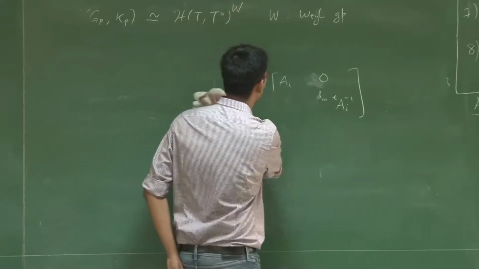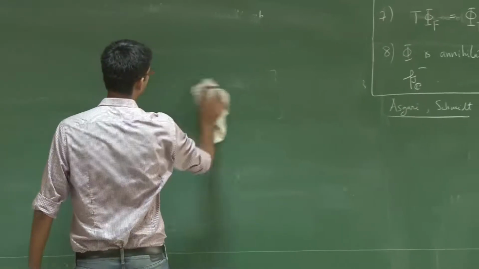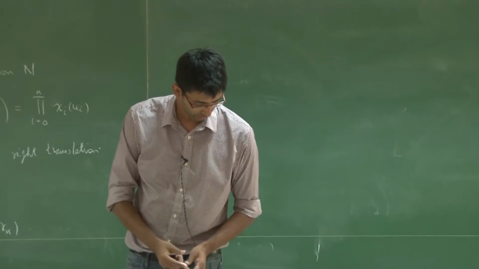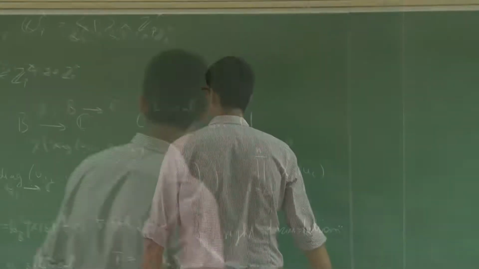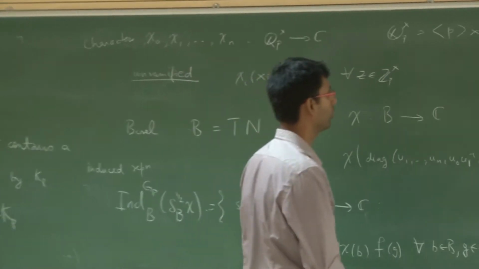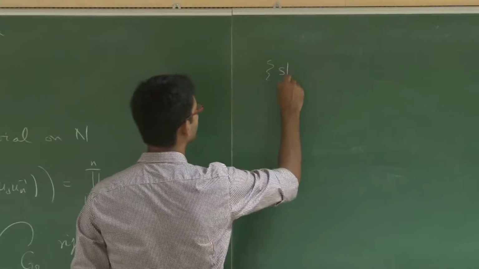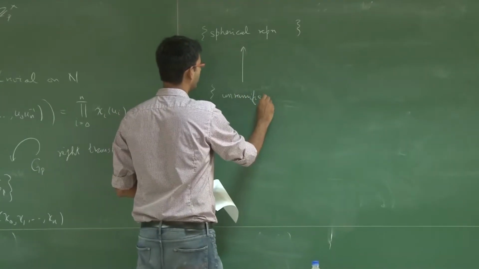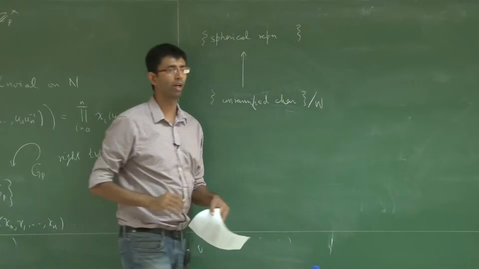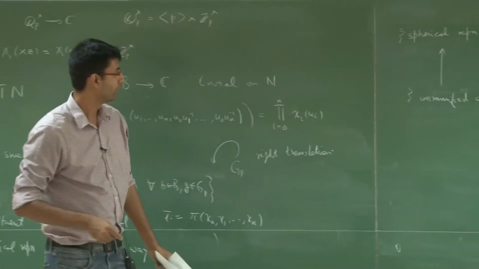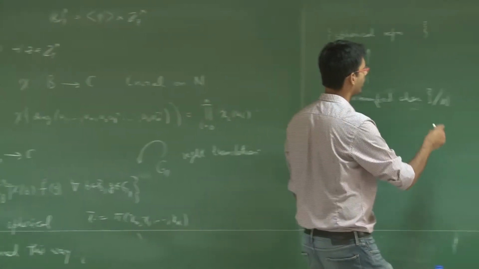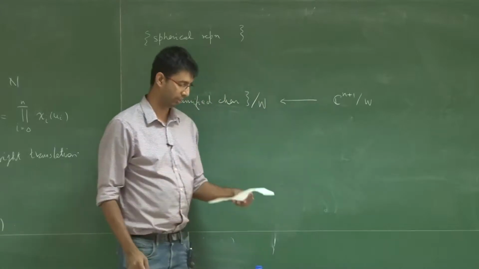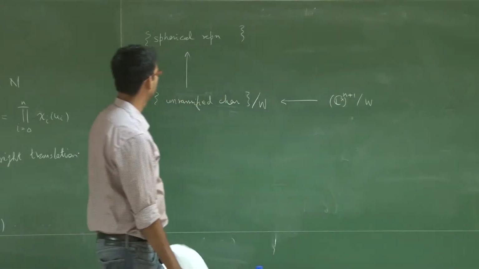Okay, so I am almost out of time, and so what I'm going to do is tell you the two punchlines. The first punchline is a very good visual picture of how these things look. Spherical representations are in one-to-one correspondence with unramified characters, and you have to mod out by the action of the Weyl group. We already said that the unramified characters are completely determined by n plus 1 complex numbers. Well, again, so C cross and these guys.